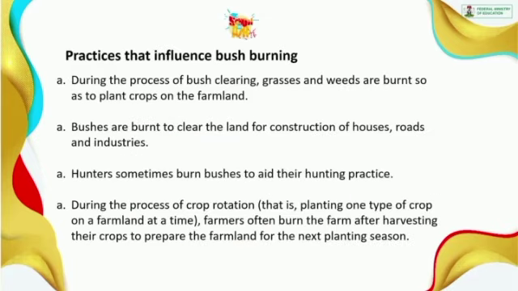What are the practices that influence bush burning? The first practice is that during the process of bush clearing, grasses and weeds are burnt so as to plant crops on the farmland. This is done in order to clear the farmland up and have enough space to plant the crops that are going to be sold after that season.